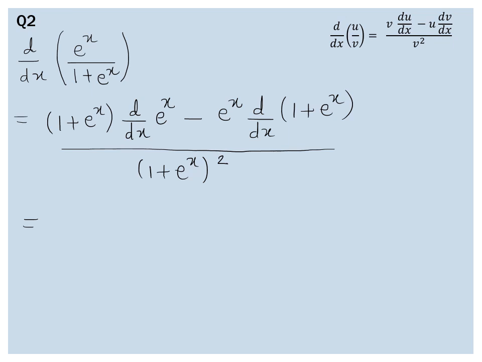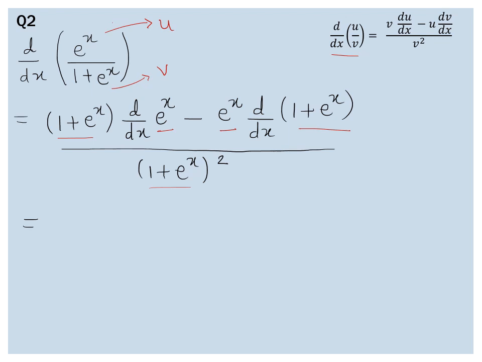The next example is taking the derivative of e to the power x upon 1 plus e to the power x. Again comparing with the formula on the right hand side, we get here u as e to the power x and v as 1 plus e to the power x. So v, that is 1 plus e to the power x, into derivative of u, that is e to the power x, minus u, that is e to the power x, into derivative of v, that is 1 plus e to the power x, divided by v square. So v is 1 plus e to the power x, so 1 plus e to the power x whole square.